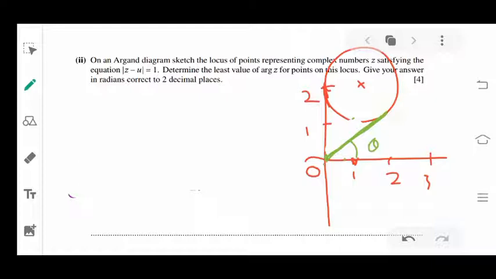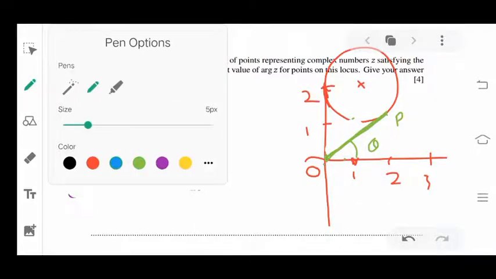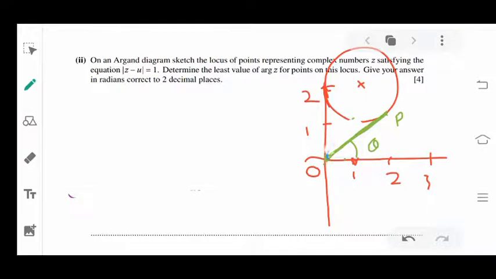So this will be the least value that can be formed with arg z. Let's consider this point as P. Now to find that value, we need to complete one more angle. Let's join O to the center Q, and also QP, so that a right triangle is formed. So we got a right triangle here, with the center at (1, 2).